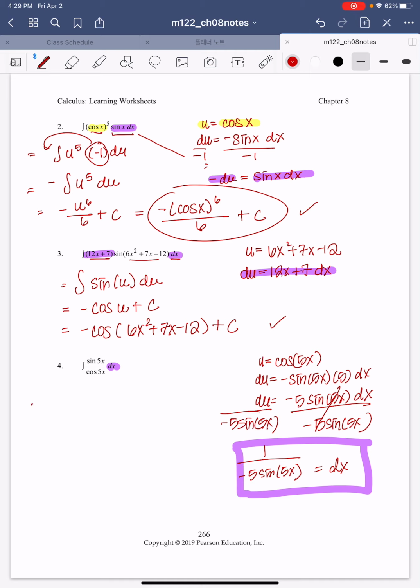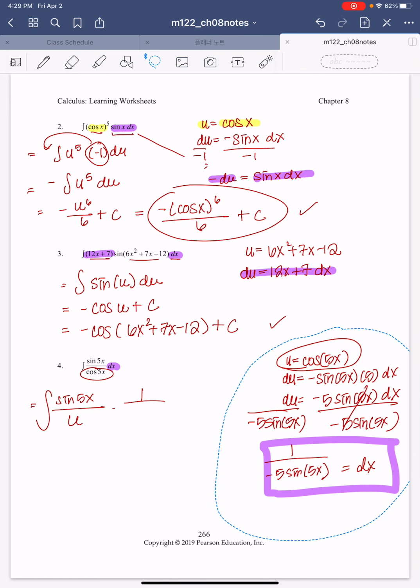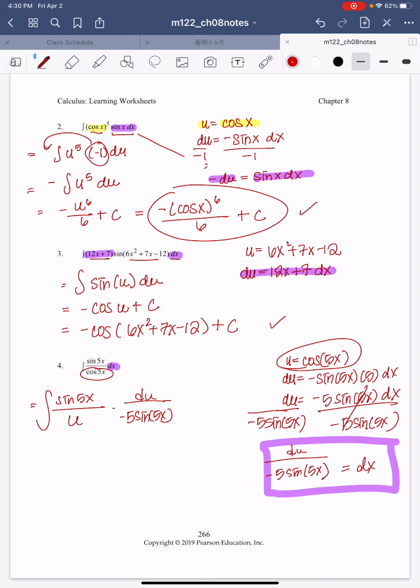Okay, then I have sine 5x. This part is my u. My dx is 1 over negative 5 sine 5x du. That will be my dx, right? So cancel the sine 5x, sine 5x.